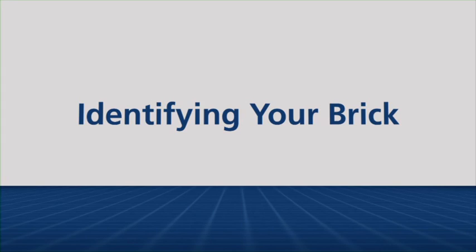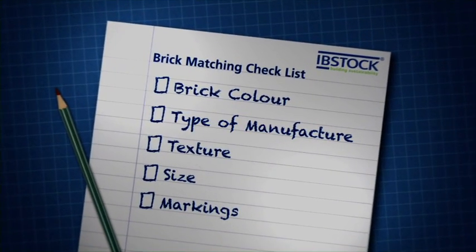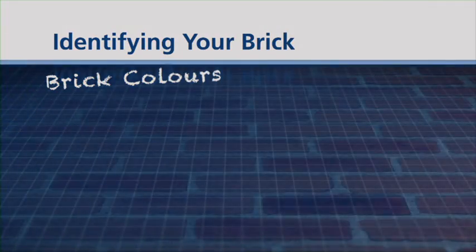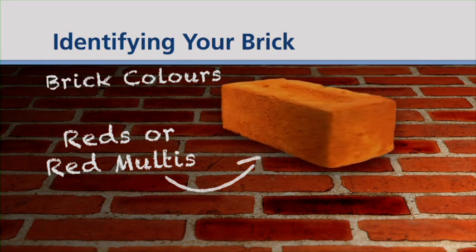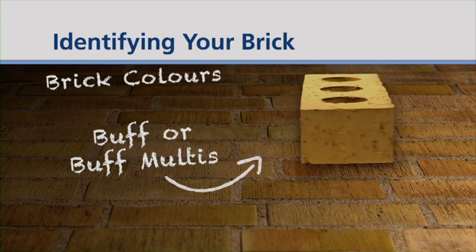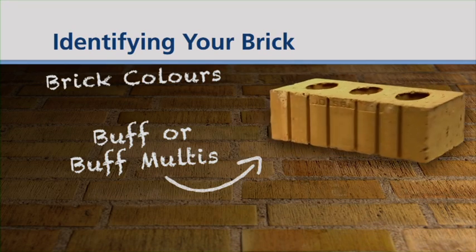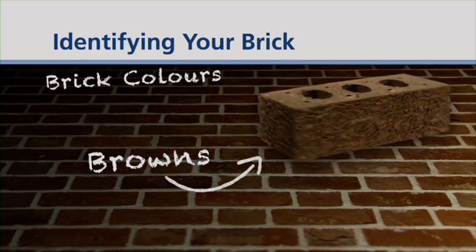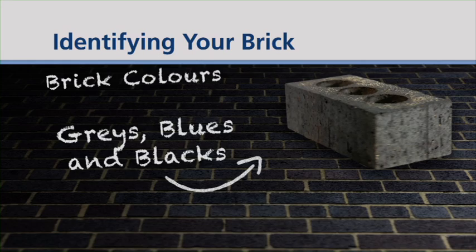Identifying your brick. When selecting a brick, there are a multitude of options available. It is important to establish if the building is all the same colour. If the building is multicoloured, it may help to see photographs. It is therefore important to use a checklist to make sure all options are considered. Brick colour: reds or red multis, buff or buff multis, browns, greys, blues and blacks.